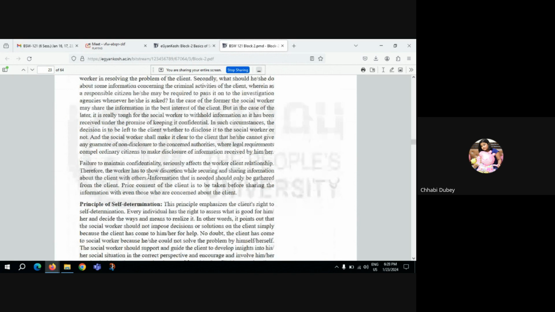Then there is the principle of self-determination, which says that the client has a right to self-determination. We cannot impose any decisions or solutions on the clients. We need to understand.